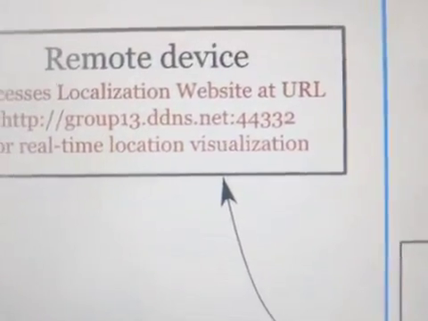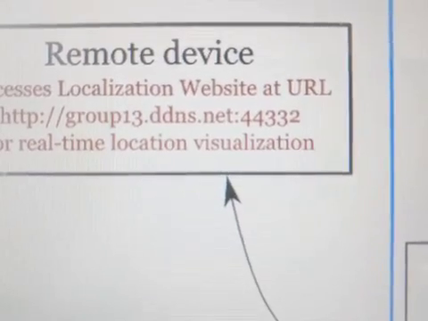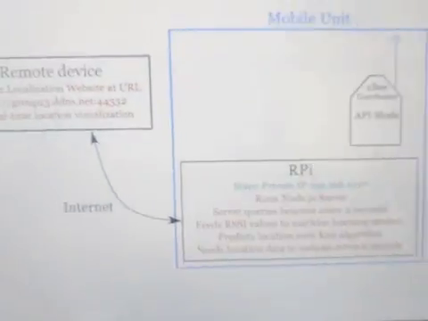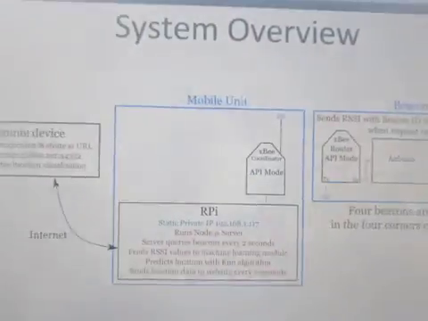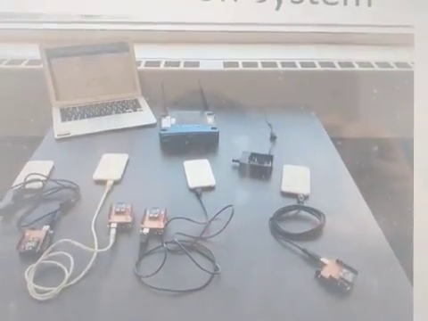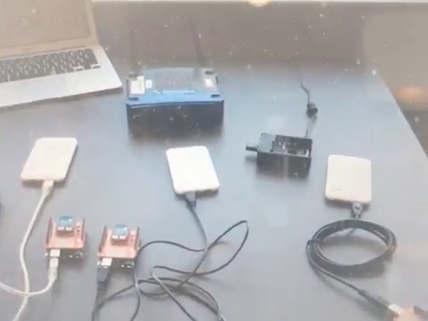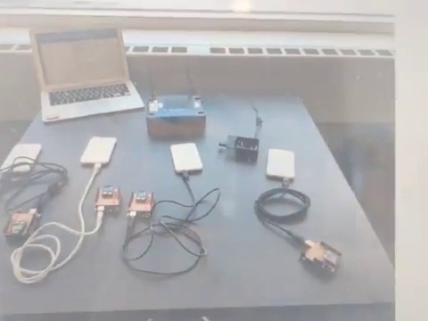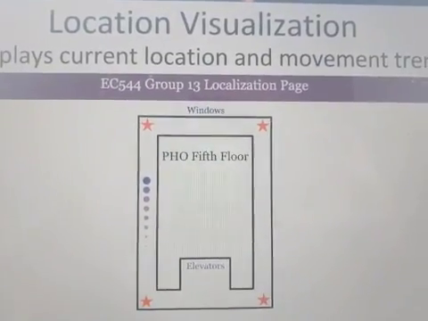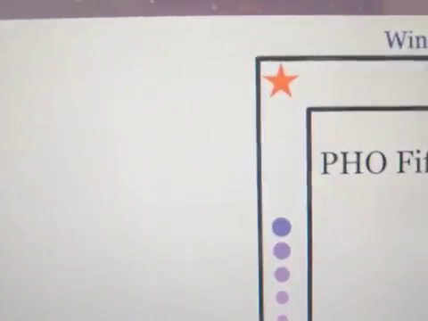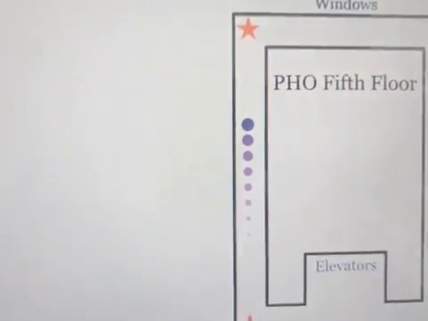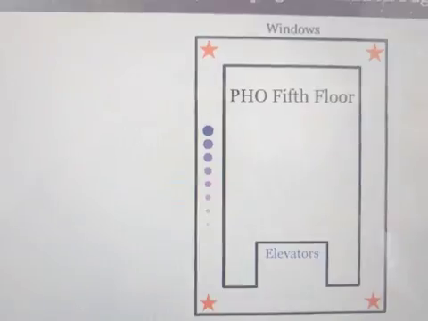We had the website accessible off network with DDNS, so it could be accessed from a phone or a laptop. This is just a picture of our localization system, the beacons and router, Pi, laptop. And this is what our website looked like. In addition to showing the current location with the biggest, darkest dot, we showed the last 10 locations, so you could see how the device was moving around the area.